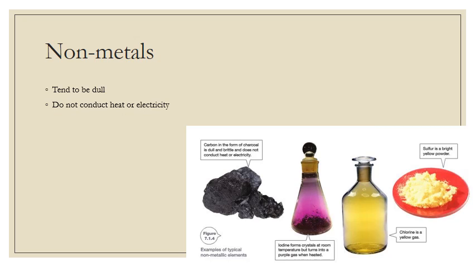Non-metals do not conduct heat or electricity, and they break or crumble when you bend them, and scientists call that being brittle. Metals, as you have seen, mostly are solids, except for mercury, which is a liquid. Non-metals, however, can be solids, or they can be gases like chlorine or iodine.